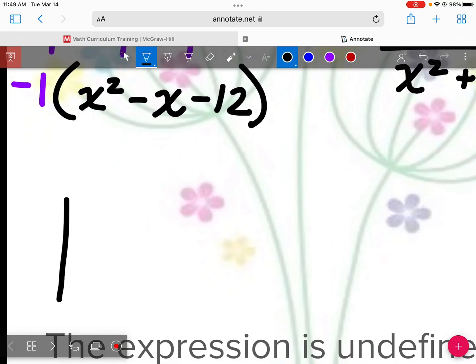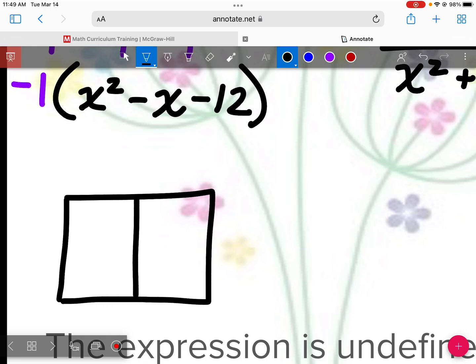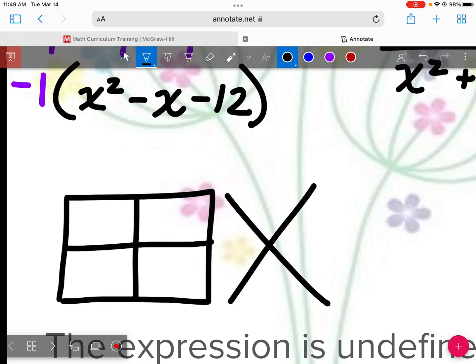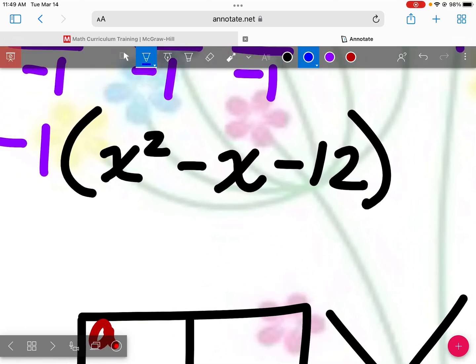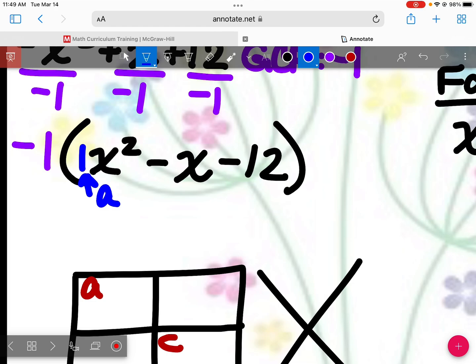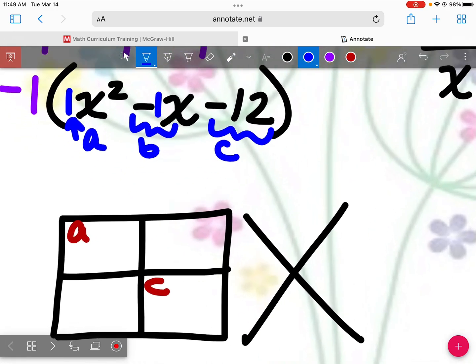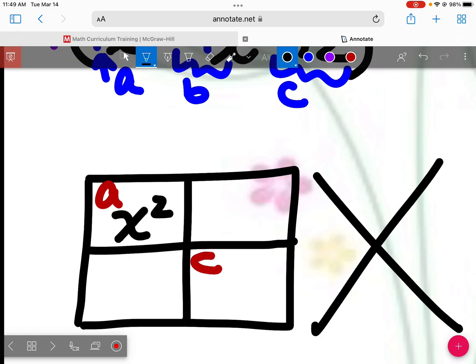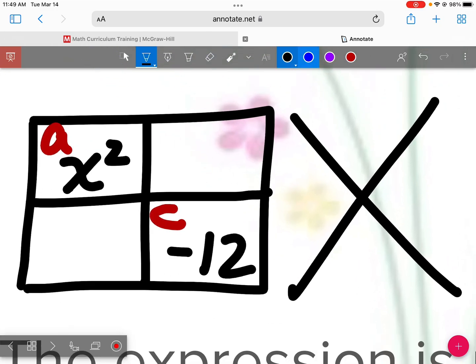Now I can do A, B, C, my area model, and my x. What is A? Positive 1. What is B? Negative 1. And C? Negative 12. You never, ever want A to be negative, because it'll mess up things when you do your area model, when you do your box.